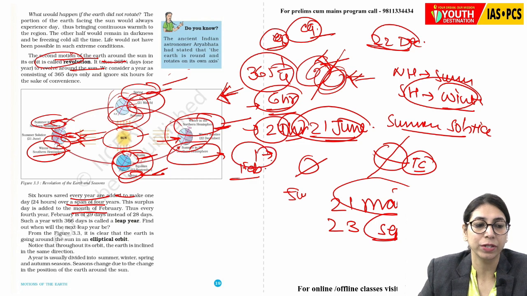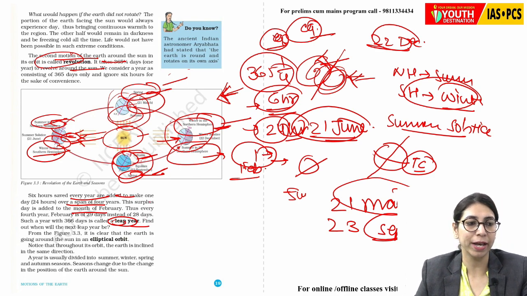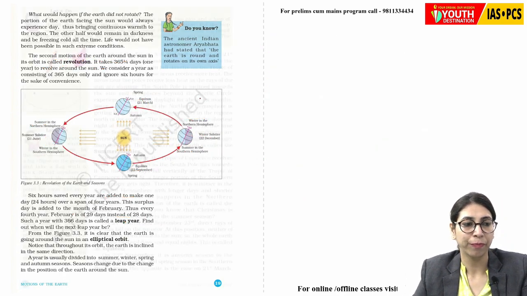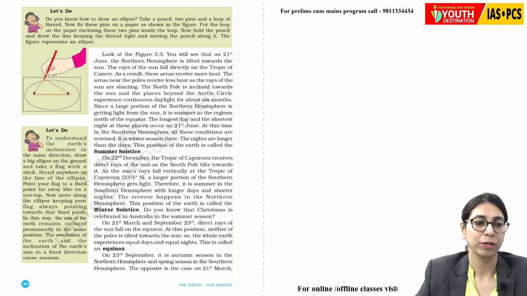After 4 years, this 1 extra day is added in February. So this year is known as a leap year. So I hope it is clear. I hope this diagram is clear to you. So now this is sort of the explanation of that diagram.